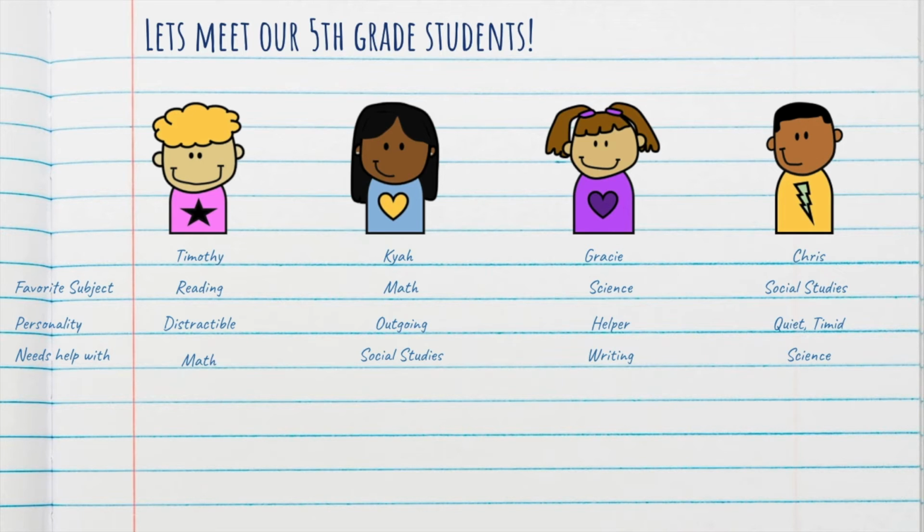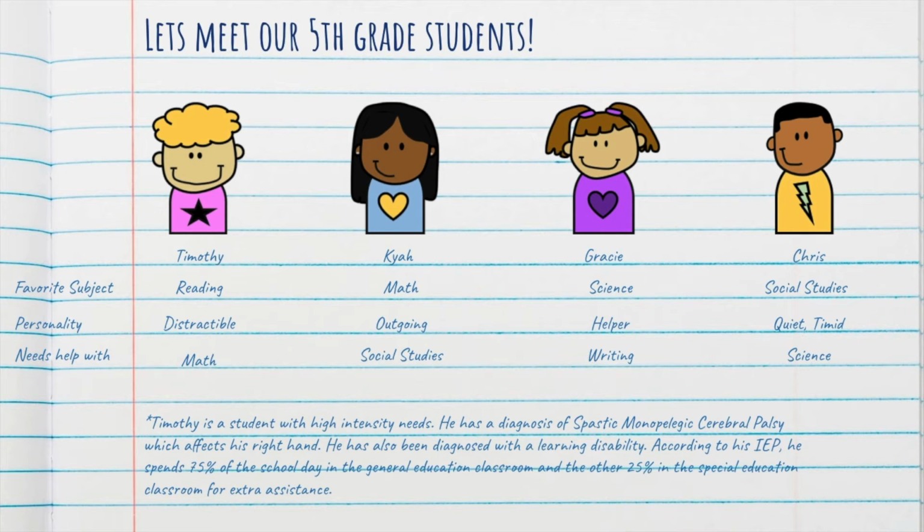As you can see, each of these students have strengths and weaknesses, but their strengths, whether social or academic, can be used to help others in the group. I'm going to add one additional component for the purpose of this video. Timothy is a student with high-intensity needs. He has spastic monoplegic cerebral palsy, meaning that he has difficulty using his right hand. He also has a learning disability.